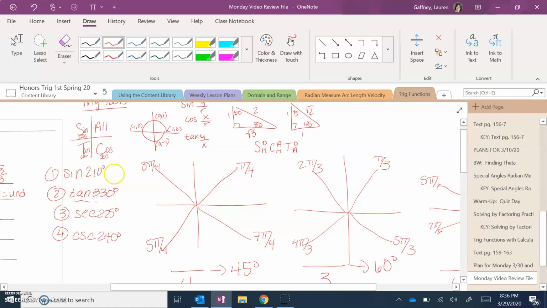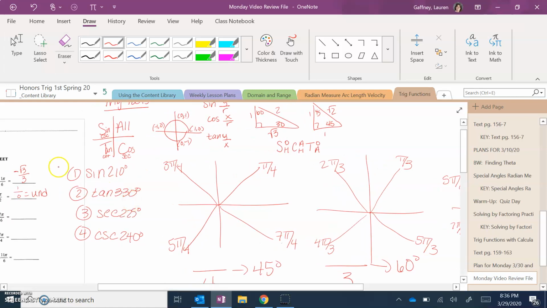Right, so sine of 210. 210 is 30 degrees beyond 180, so my reference angle is 30 degrees. That's in quadrant 3. Sine of 30 degrees, opposite over hypotenuse, is 1/2, but quadrant 3 would make it negative. Now 330 degrees. You always want to go off of your x-axis, so 330 degrees is 30 degrees away from that. My reference angle would be 30 degrees, and that's quadrant 4. Tan, opposite over adjacent, would be 1 over root 3. Rationalize that, root 3 over 3, but in quadrant 4, it would be negative.